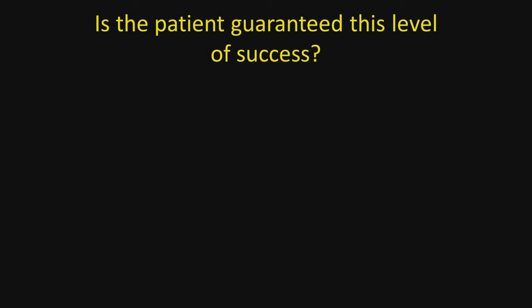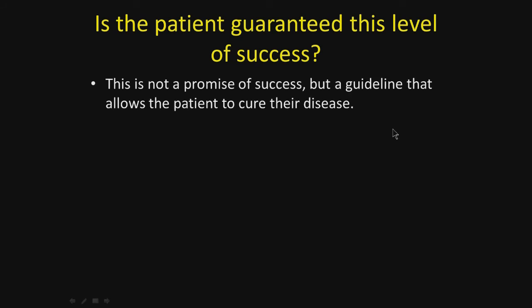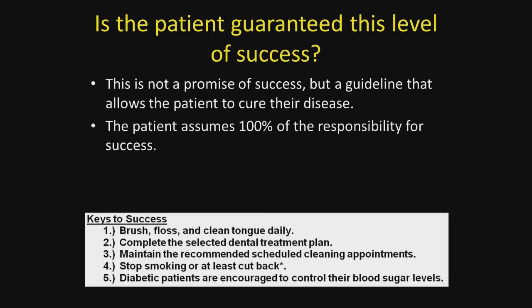Is the patient guaranteed this level of success? This is not a promise of success, but a guideline that allows the patient to cure their disease. Number 2, the patient assumes 100% of the responsibility for success, for as we look to the keys to success which we've given you, all of those are under the control of the patient. If they violate those, like not keeping maintenance appointments, that's not your fault if they fail.